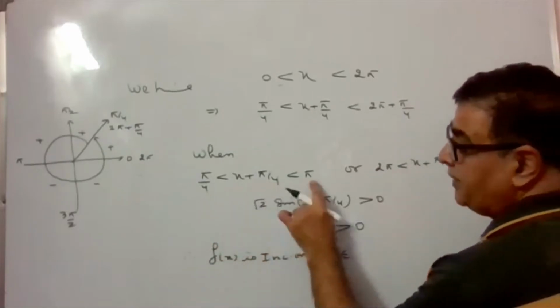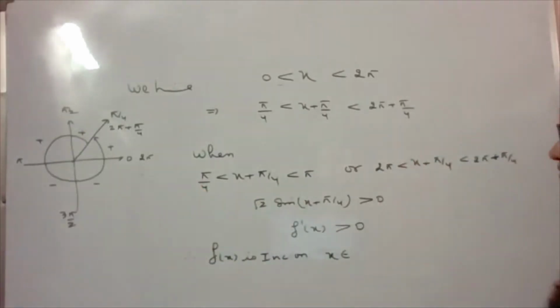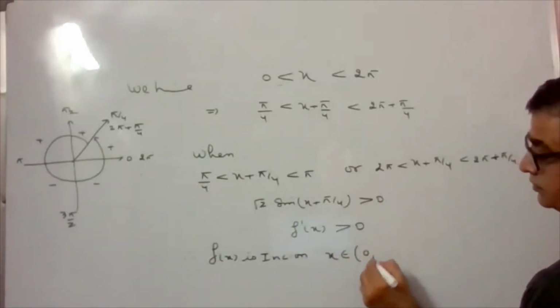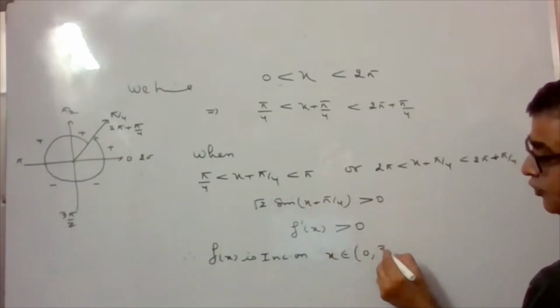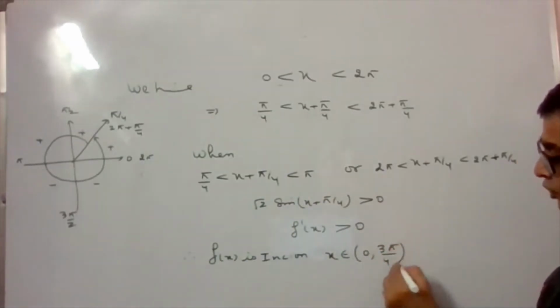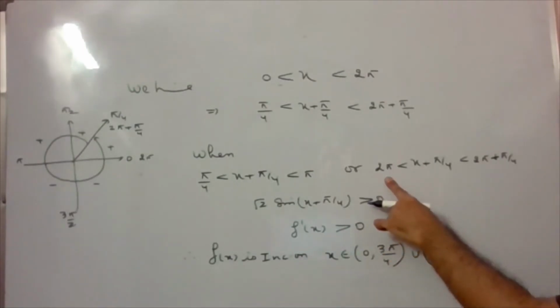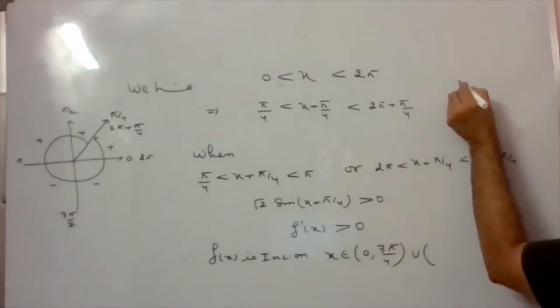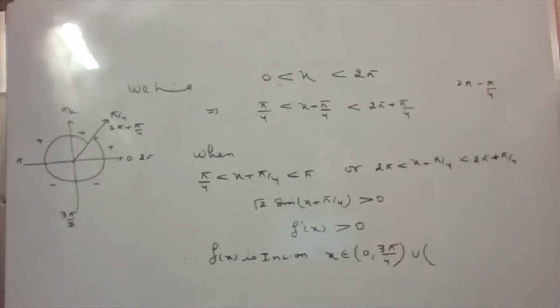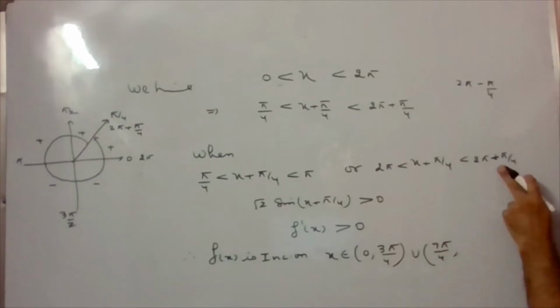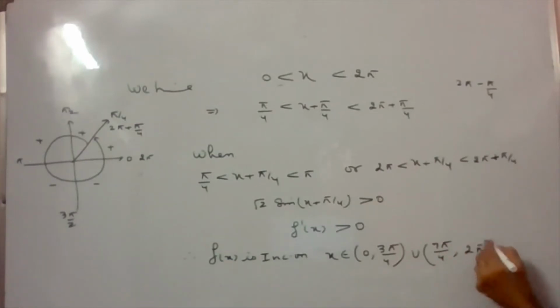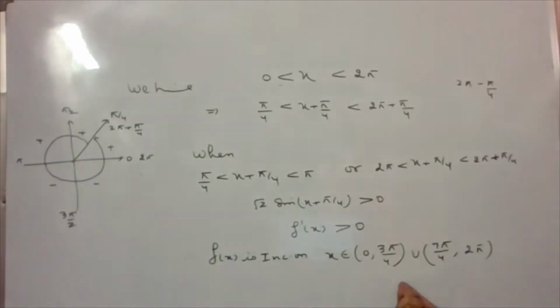When you take x, pi by 4 is to be subtracted. So the first part is 0. Second is pi minus pi by 4, so it will be 3 pi by 4. Union, now this is 2 pi, so 2 pi minus pi by 4 will be 7 pi by 4, to 2 pi. So f(x) is increasing on x belongs to 0 to 3 pi by 4, union 7 pi by 4 to 2 pi.